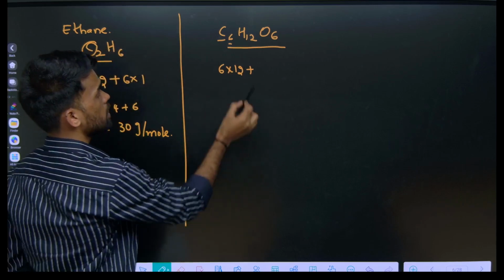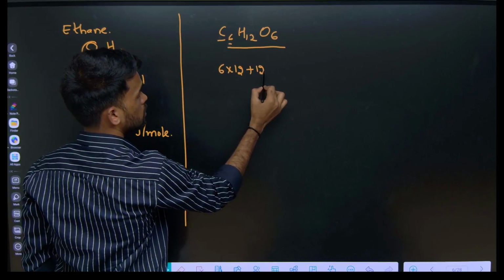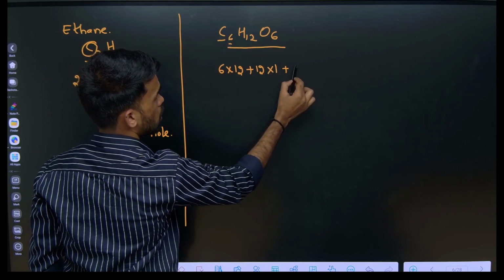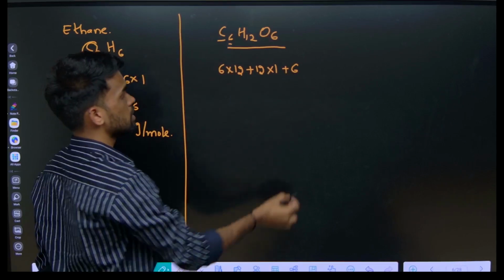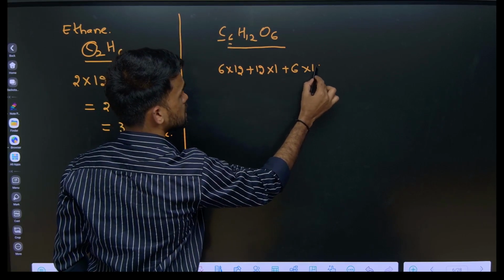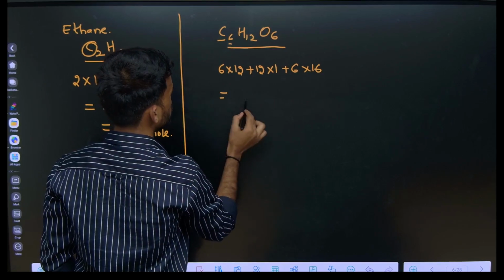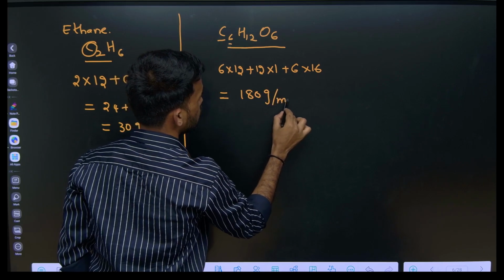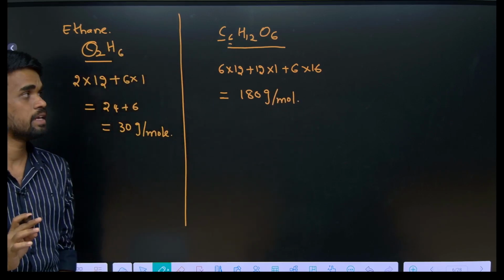Then next, how many hydrogen atoms are there? 12 into, for each hydrogen atom it is 1 gram. Then next, for oxygen, we have 6 oxygen atoms into, how much will it be? 16. So if you solve this, we will be getting 180 gram per mole. I hope this is very clear.